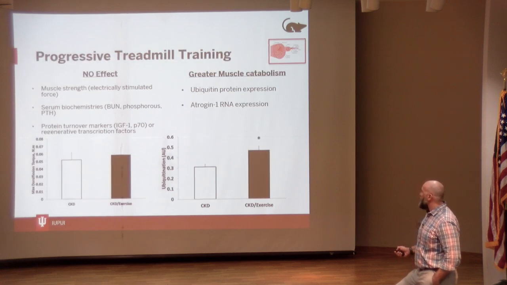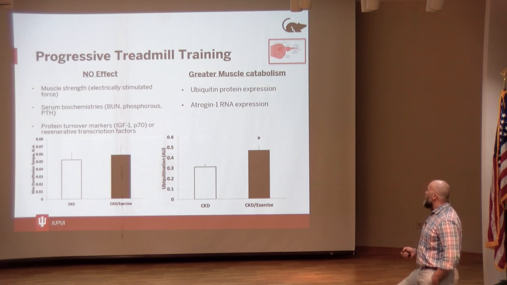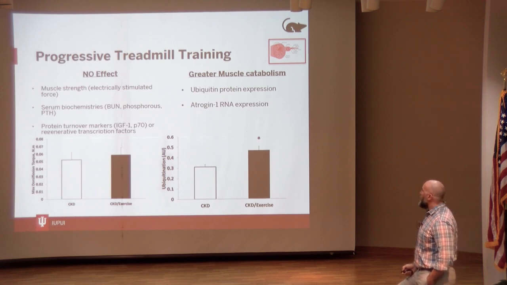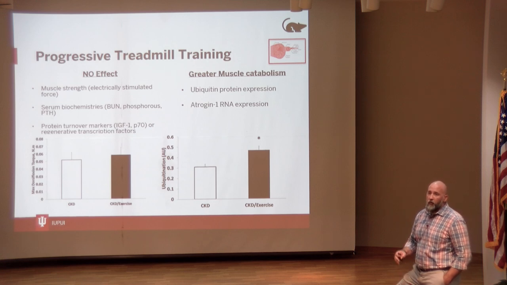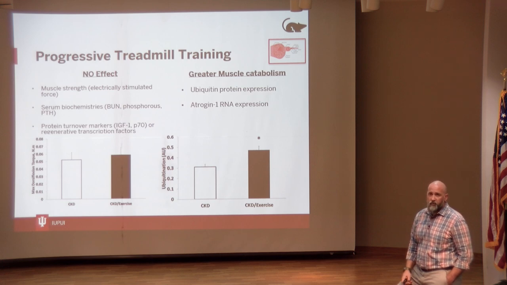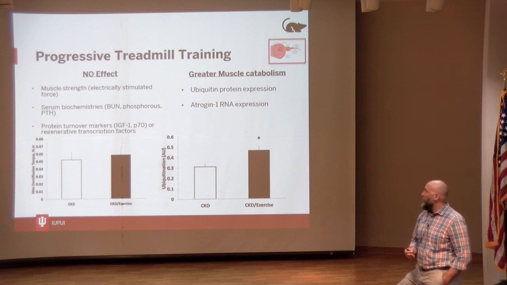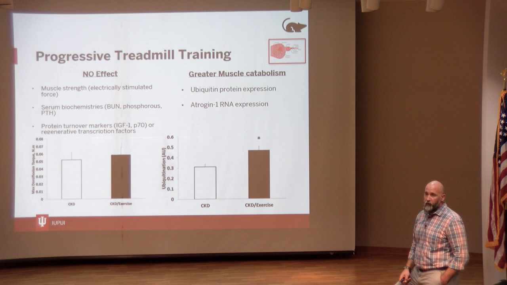From this study, we found no effect on muscle strength. So it didn't impact electrically stimulated torque. It didn't impact serum biochemistry, so it didn't make the disease worse, but it didn't make it better. Protein turnover, no effect, but we did see greater muscle catabolism through greater ubiquitin expression, as well as greater atrogin expression. From this study, we also showed, not presenting it here, a greater oxidative stress as well. So there are negative effects that happen from this progressive treadmill training program, and no beneficial effects to report. So it didn't improve muscle function.